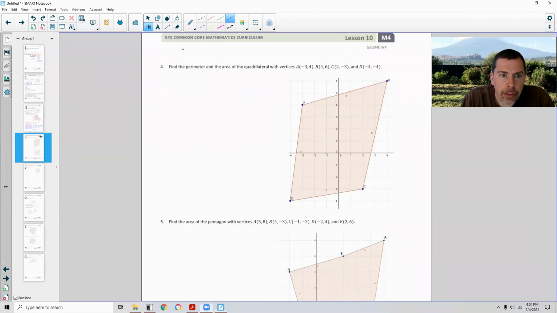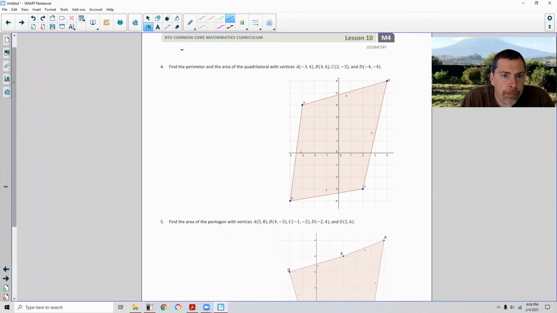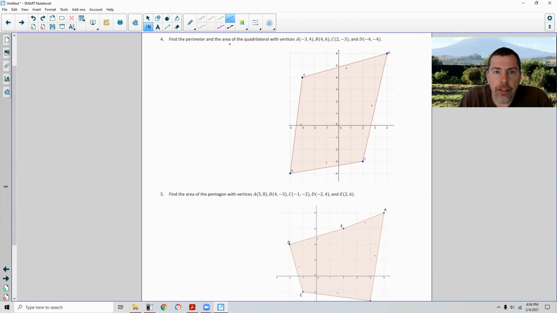Okay, page 4 brings us to number 4. So let's dive in and get this done. This is a very long process. So first of all, it says to find the perimeter and the area of this quadrilateral. All right, so the distance from here is 1, 2, 3, 4, 5, 6, 7, 8. 8 squared is 64. 1 squared is 1. 64 plus 1, square root of 65.